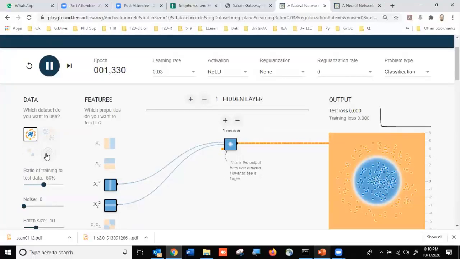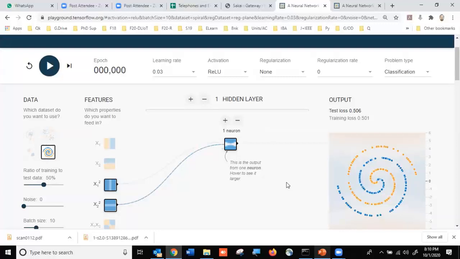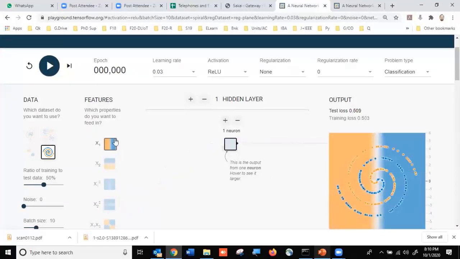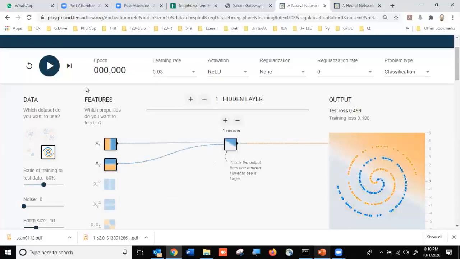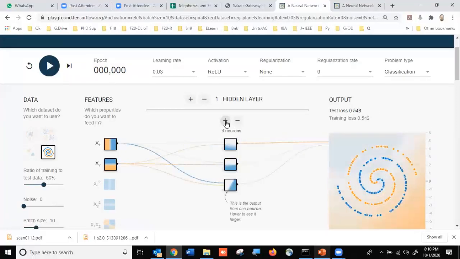Now let's take a look at a different problem. This is a problem which is even more complex. It's basically the cats and dogs are in a spiral, okay? The question is now, let's go back to the original values x1 and x2, and see if we can solve the problem. Obviously a single perceptron is not going to solve the problem. Let's see if we add 3 perceptrons, is it able to solve the problem? 3 neurons, it's not going anywhere. I'm going to add some more neurons.